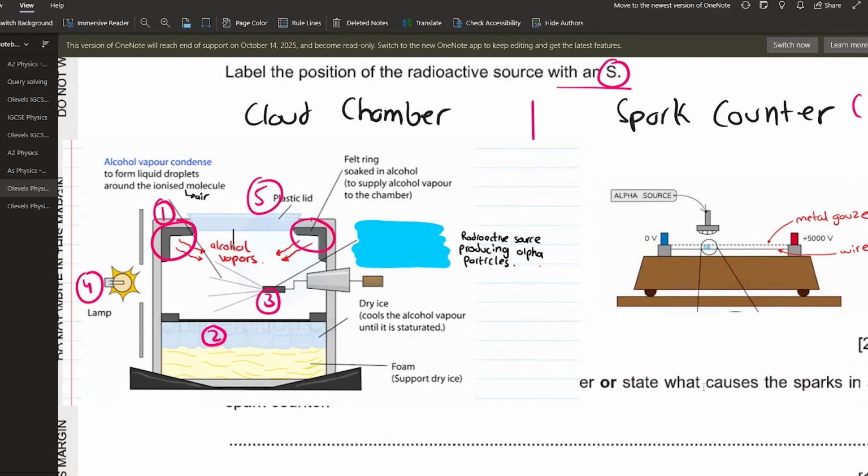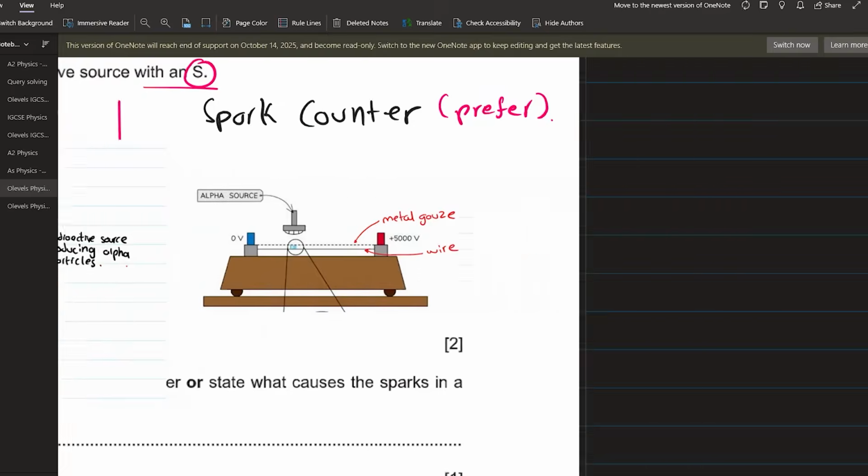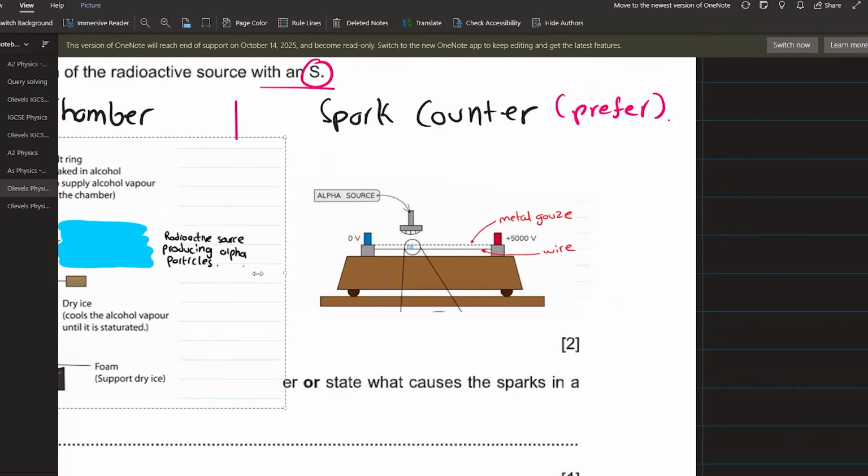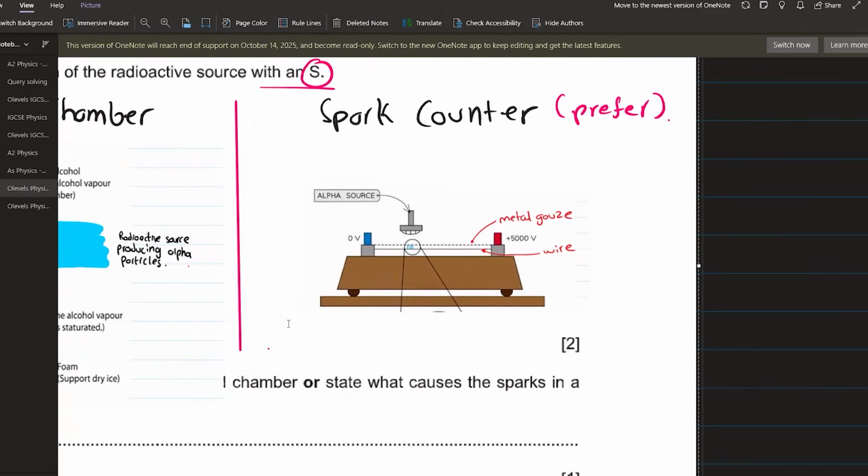Okay, now if you had drawn a spark counter, अगर आपने एक spark counter बनाया होता तो आपके लिए भी तीन चीजें या चार चीजें फिर से important है। First of all, you must make this wire, then you make this wire with holes, that is known as a metal gauze. Then you must make this high voltage supply of 5000 volts, 0 volts, and a source that is really, really important. That is the fourth thing that you need to draw in a spark counter.